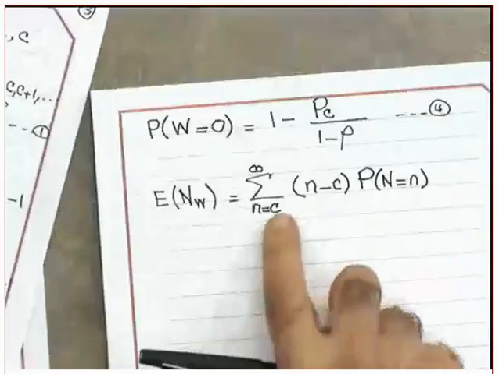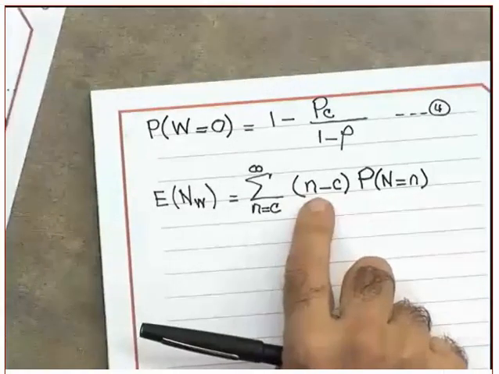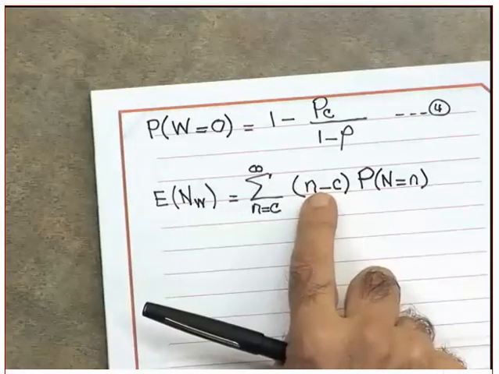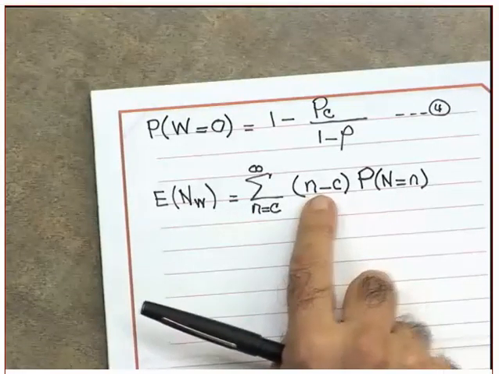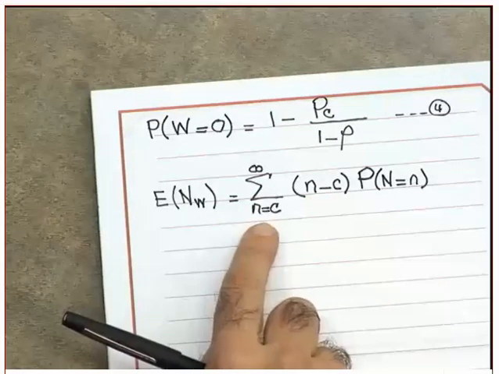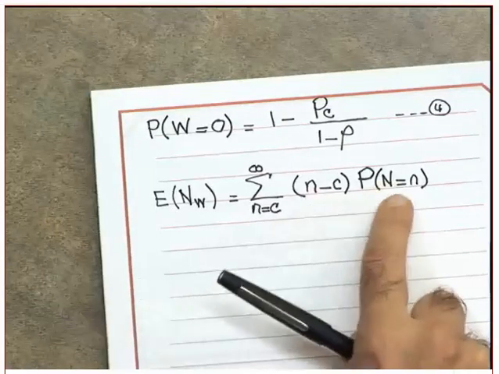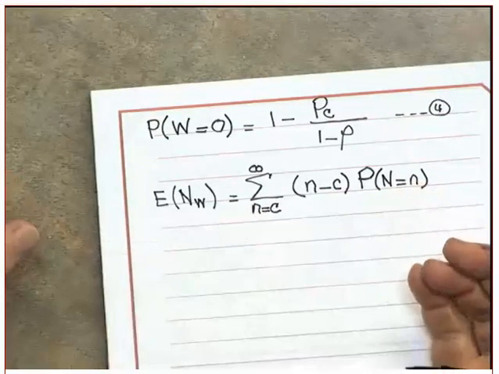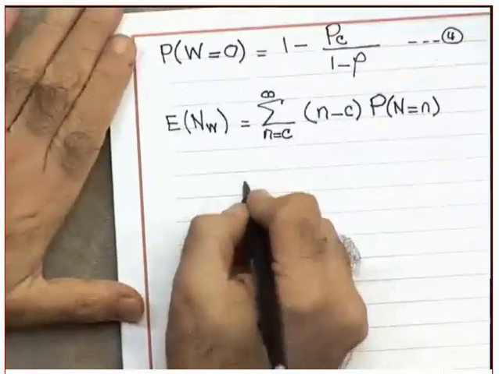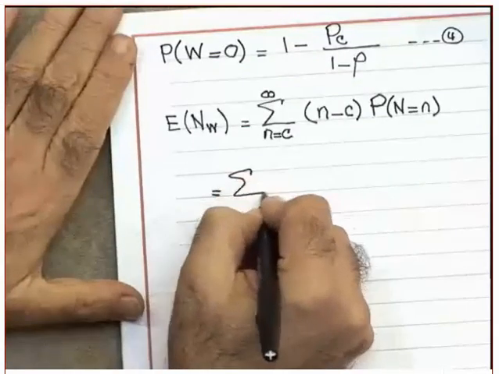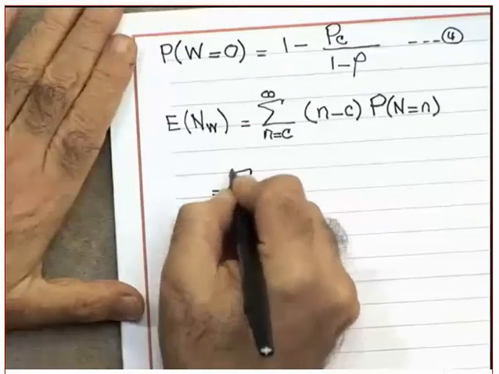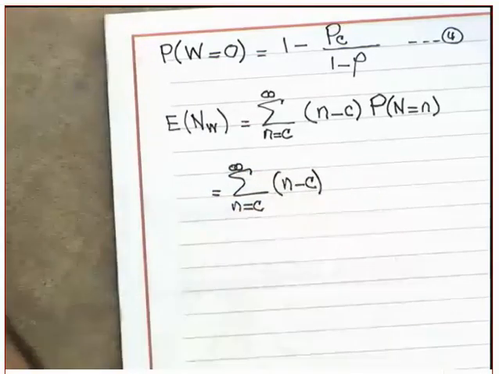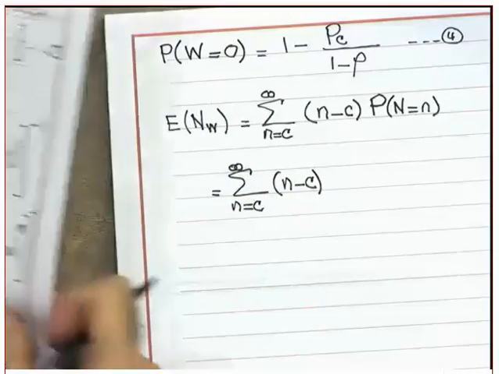Yes or no? Did you answer where this N minus C came from? Start. N equal to C. Where is this? 0. Why? Because there are 0 waiting. N equal to C plus 1. How many waiting? 1. Times the probability that it is N equal to C plus 1. Yes or no? Clear? Okay, good. So that's equal to summation N equal to C to infinity N minus C times what? Let's see if you can help me.